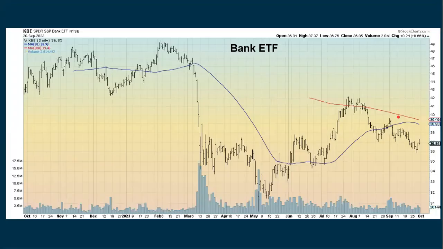We're keeping an eye on banks, where they've been under a lot of pressure going back to March when the banking crisis hit. And we're just wondering, is something else lurking in the background that will happen? Well, we continue to be under the moving averages here, and we're in a longer-term downtrend.